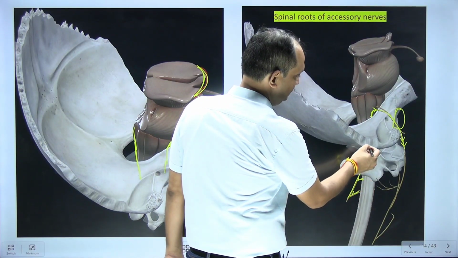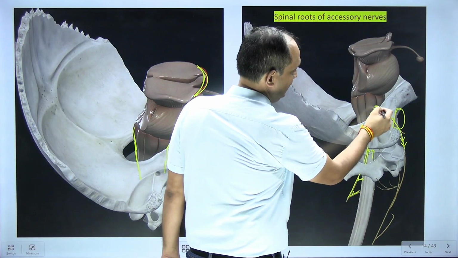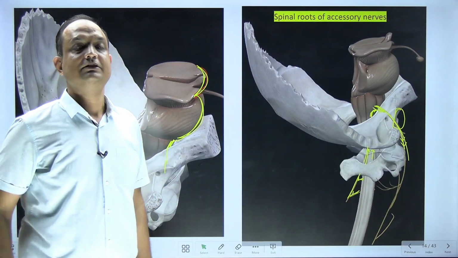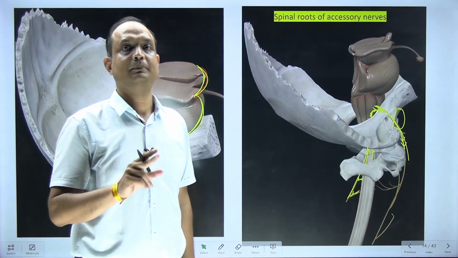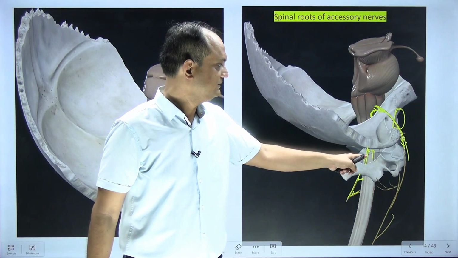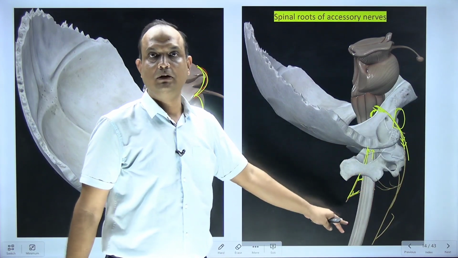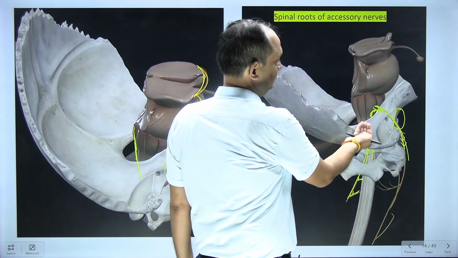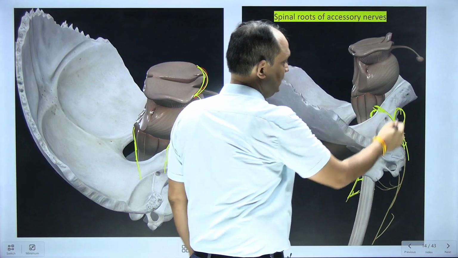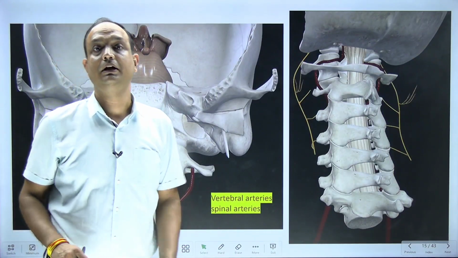This nerve will enter into this foramen magnum. Here you can see the loop, and then it will join the cranial part, and later on it will come out. Clear? So this is the important thing to understand, that the spinal accessory nerve has two parts, the cranial part and the spinal part. Now this spinal part of the accessory nerve forms from the lower part of the spinal cord, then it enters into the foramen magnum, joins with the cranial part, and then it comes out through the jugular foramen. Then you will have the vertebral arteries and spinal arteries.